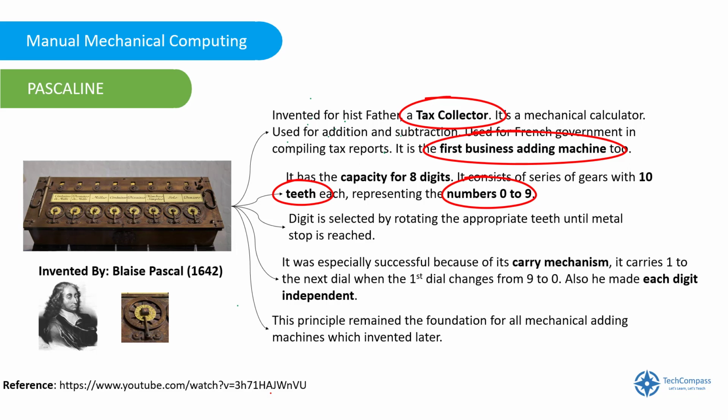Pascal's calculator was especially successful in the design of its carry mechanism, which adds 1 to 9 on a dial and carries 1 to the next dial when the first dial changes from 9 to 0. His invention made each digit independent of the state of the others, enabling multiple carries to rapidly cascade from one digit to another regardless of the machine's capacity.